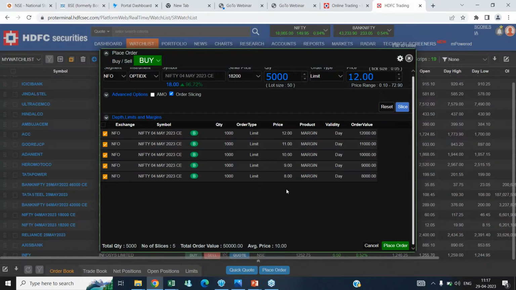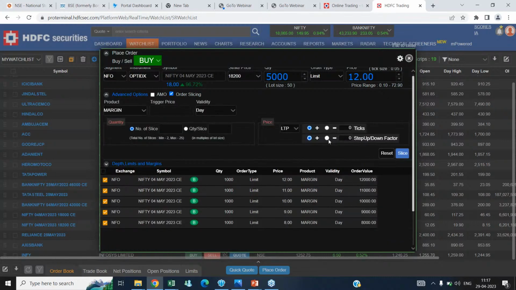So here you can not only place it at one single price, but also at subsequent price levels, if the client wants to buy at multiple prices so that they can average it down. So in one single order window, orders can be placed at different prices. However, you need to mention in the price step up or down factor at what price interval you want to place.